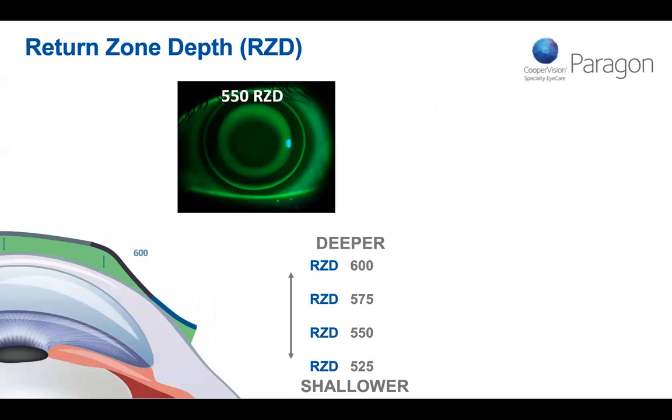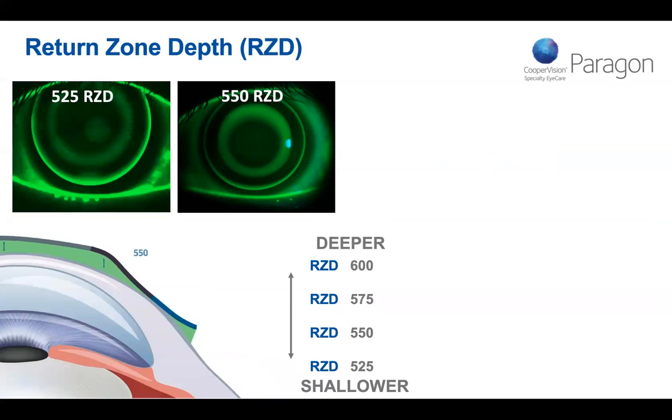So let's take a look at changing RZD parameters. In the photo here, we see a nicely centered CRT lens on the cornea. If we decrease the RZD by 25 microns, the lens becomes too shallow to fit the cornea, and the lens will decenter upwards. Thus, when we see a lens with superior decentration, we actually need to increase the RZD in 25 micron step increments to center the lens.